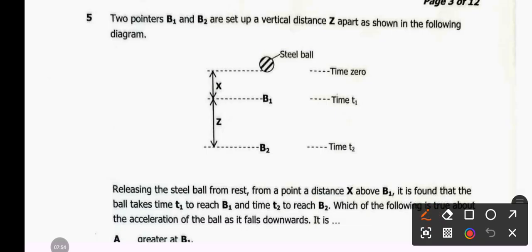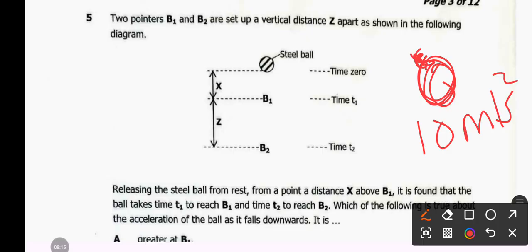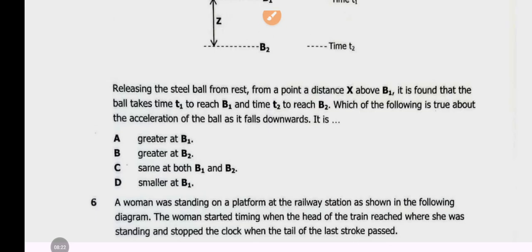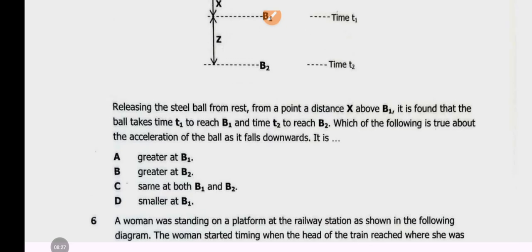Neglecting air resistance, physics tells us that the acceleration of any body is the same. So any body, regardless of size, if we neglect air resistance, it falls with the same acceleration, which is about 10 meters per second squared. So in this case, we safely choose option C, which says the same at both B1 and B2.